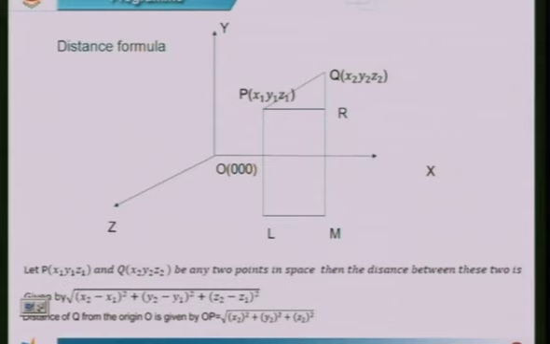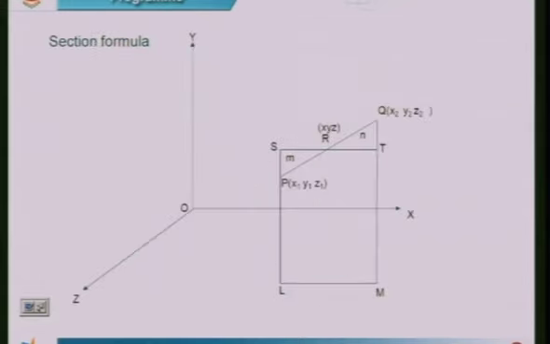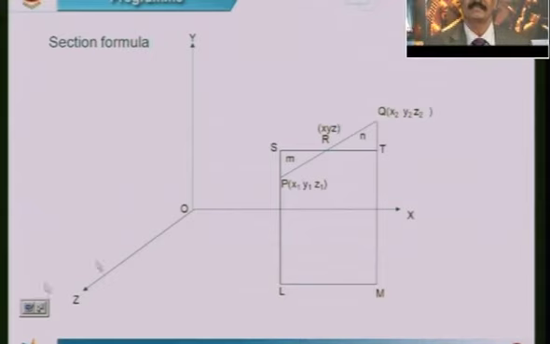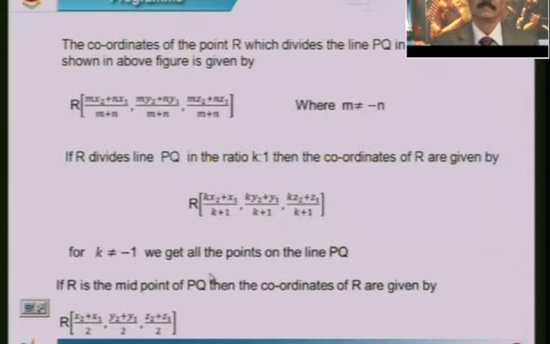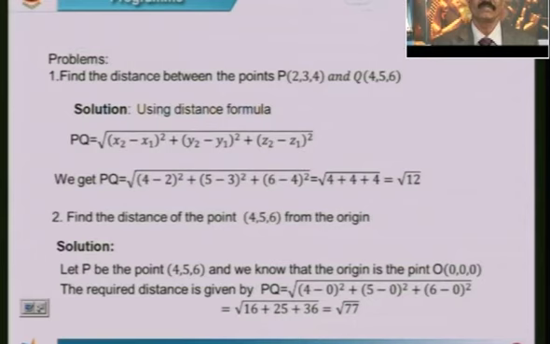in space, that is like x1 y1 z1 x2 y2 z2, and then section formula, that is if a point R divides the line joining 2 points P and Q in the ratio m:1 internally, then how to write the coordinates of the point R, that is what section formula. Then suppose the ratio is k:1, then this formula we make use of while doing problems, and then the midpoint formula, that is here, if R is the midpoint of PQ, then how to get the midpoint.